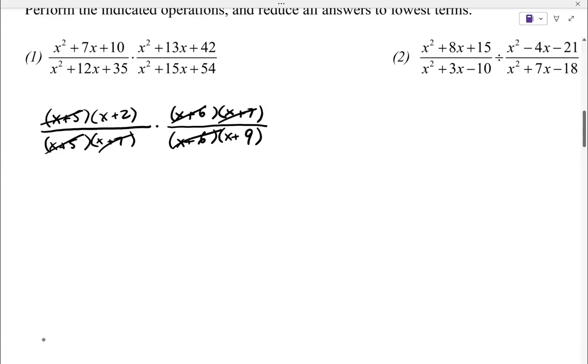What are you left with? Yeah, the x plus 2 over the x plus 9. Exactly. Now again, just be very, very careful. These x's do not divide out, right? It has to be multiplied. We cannot divide out individual terms. These are entire factors that we're dividing out, or entire factors that we're canceling. These x's you can't do anything with. Okay? This is the case.